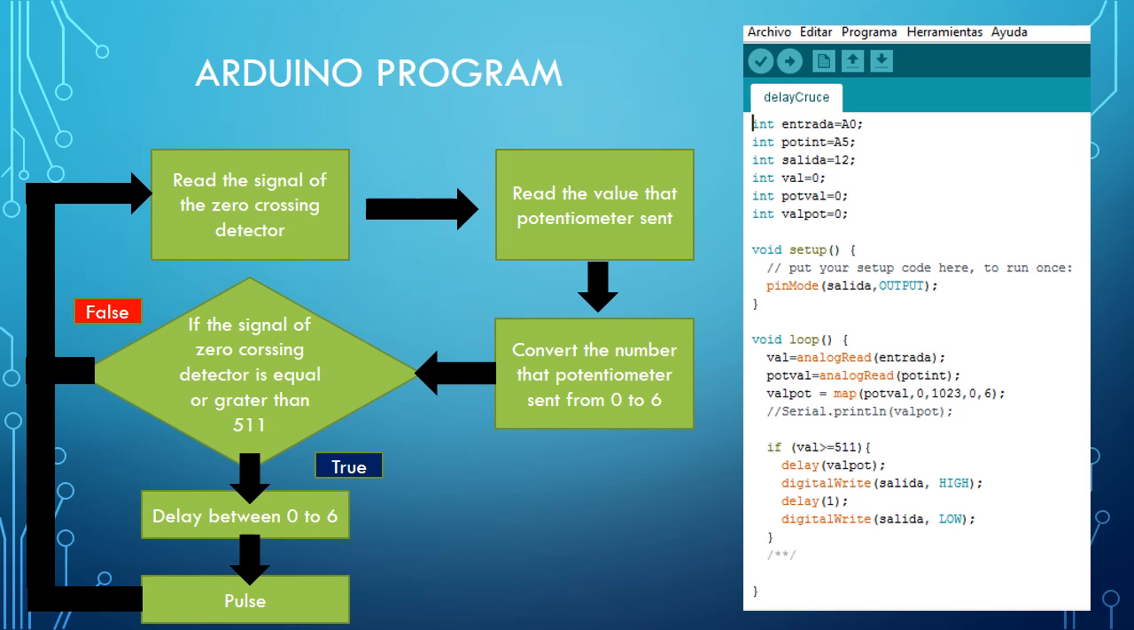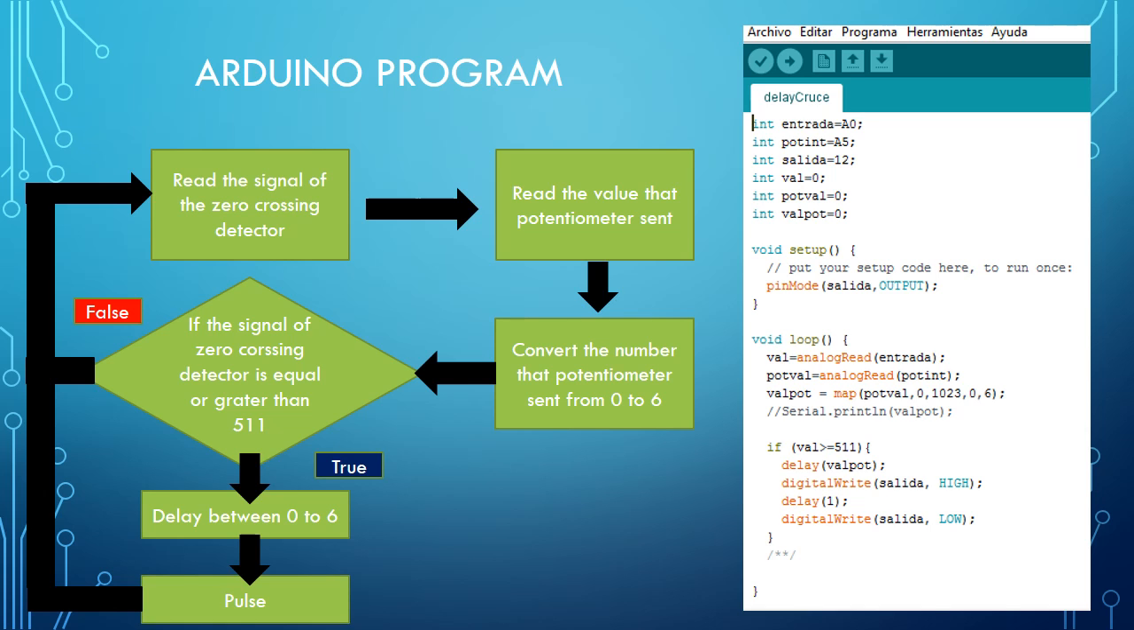Then Arduino converts the number that the potentiometer sent from 0 to 6. This value is for the delay in milliseconds. Then Arduino converts the value of the zero crossing detector, and if it is equal or greater than 511, it applies a delay between 0 to 6 milliseconds.